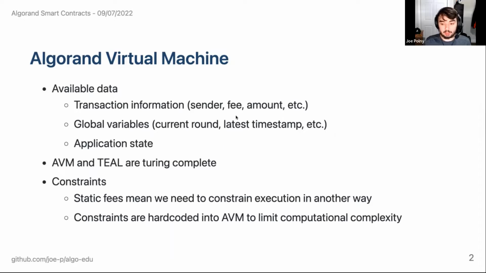So how do we limit that? The way we do it is by hard coding constraints into the AVM itself to restrain computational complexity. These restraints are basically restraints on what sort of state the smart contract can execute and how many operations the smart contract can do. I'll be talking about both of these in a later slide. But it's important to know that the Algorand execution of a smart contract is constrained by hard code rather than being constrained by monetary incentives.